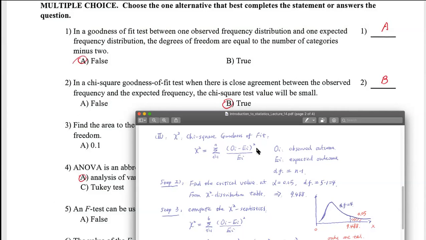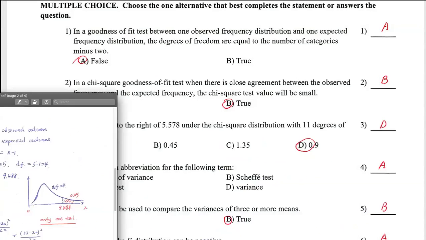So now they are saying if there's a close agreement between Oi and Ei, it means the difference will be very small. If the difference is very small, then the square of that will also be small, right? So this whole piece will be small. In other words, when you do the summation, it will also be small. So that's the reason the chi-square test value will be small. The answer is B. That's right.